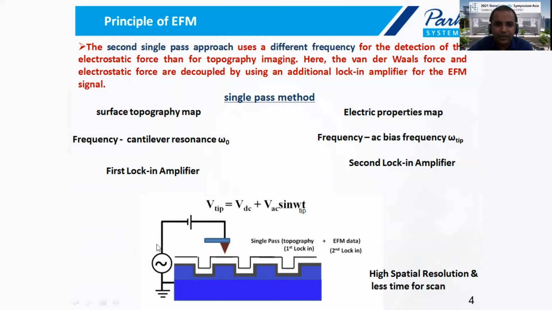If you take a look at this schematic diagram, what we find is that a single pass is performed, and in this single pass, both the topography, which is locked in at the cantilever resonant frequency omega naught, plus the EFM signal, which is locked in at the frequency given by omega tip, are captured at the same time.